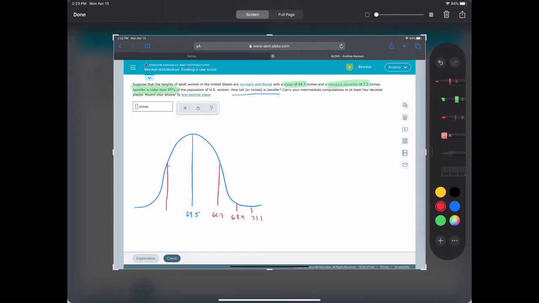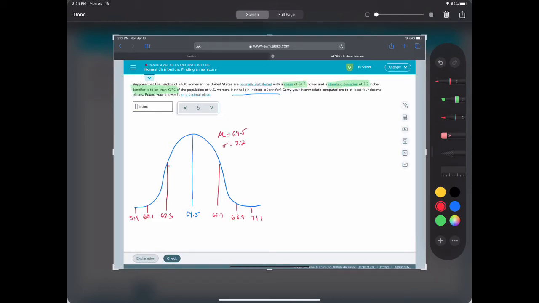So we add as we go to the right and subtract as we go to the left, because the numbers are going to get bigger as you go to the right and smaller as you go to the left. So subtract 2.2 and we get 62.3. Subtract 2.2 would be 60.1. Subtract 2.2 would be 57.9. Okay, so again, this is a mean of 64.5 and a standard deviation of 2.2.